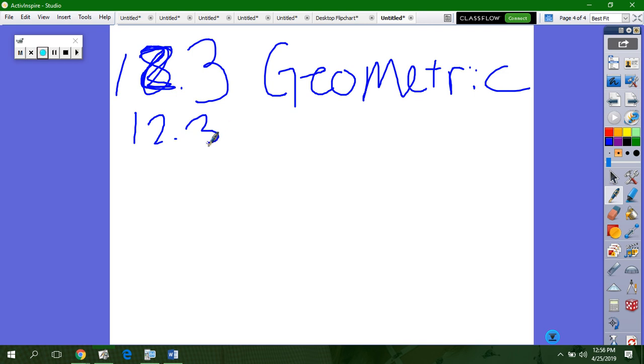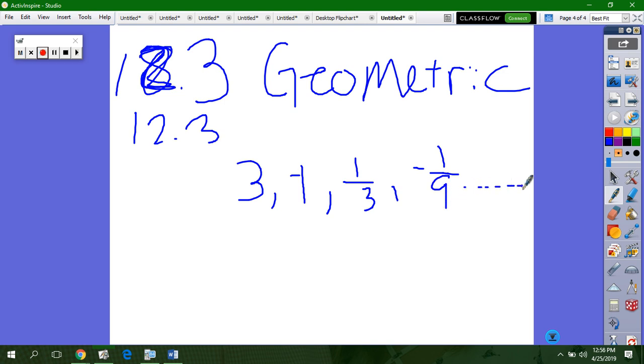So, 12-3, geometric, okay? Last time, arithmetic, what made something arithmetic? We added or subtracted the same number, right? So geometric, what do you guys think this is going to be? Multiplying or dividing the same number. Here we go. So let's say I had 3, 1, negative 1, a third, negative a ninth, dot, dot, dot.